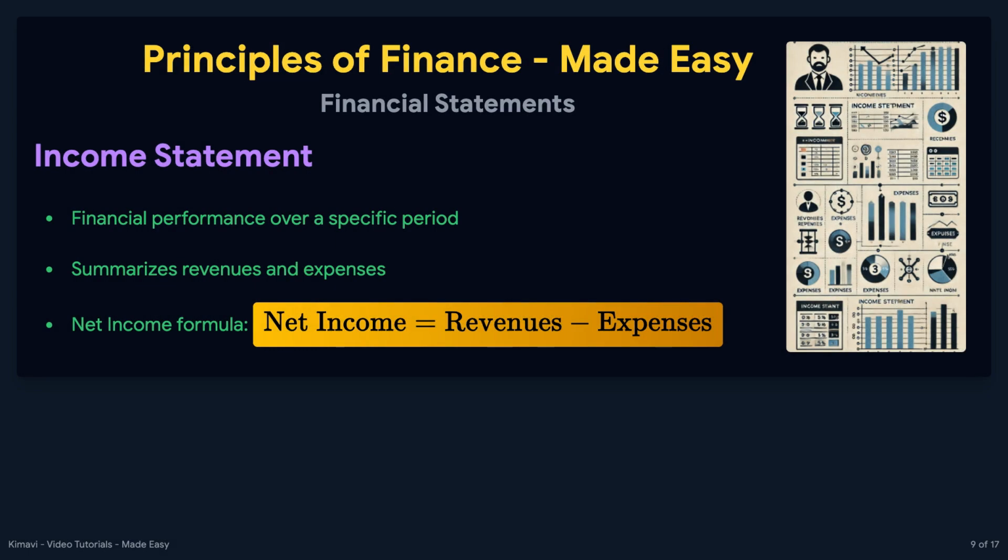The income statement, also known as the profit and loss statement, shows the company's financial performance over a specific period. It summarizes the revenues and expenses resulting in net income or loss for the period. The basic structure of the income statement is net income equals revenues minus expenses.